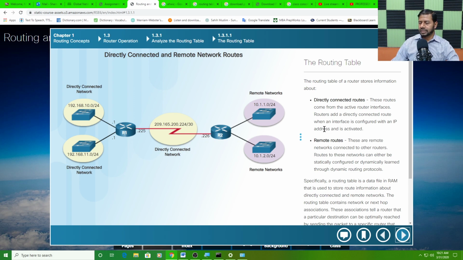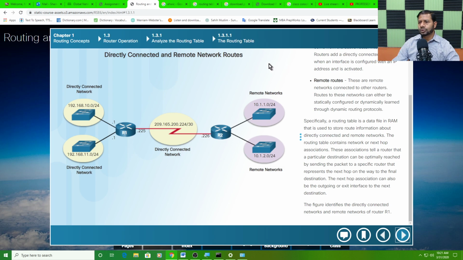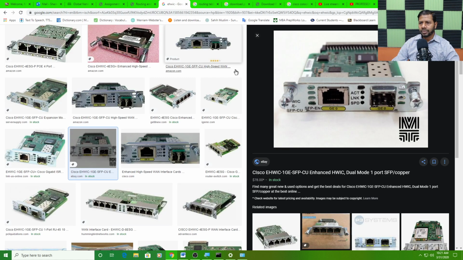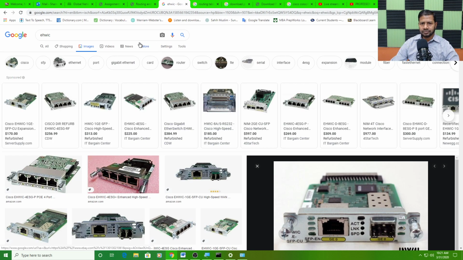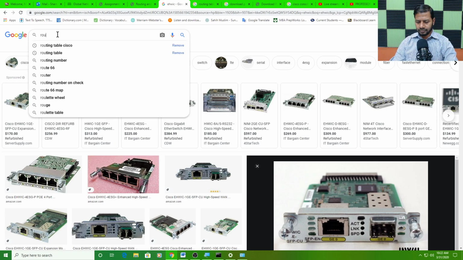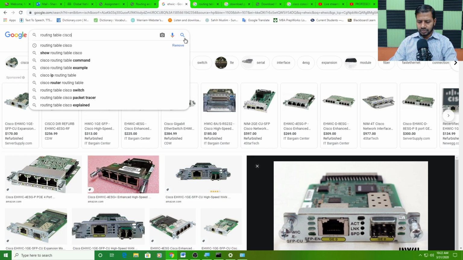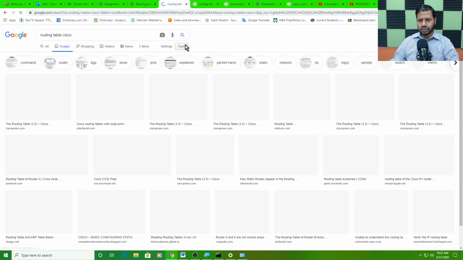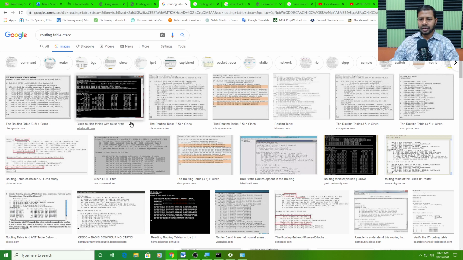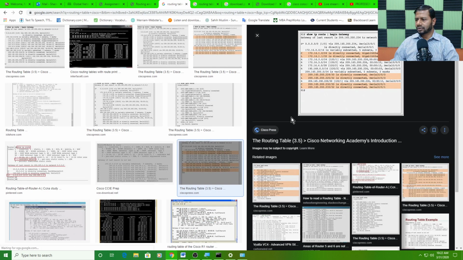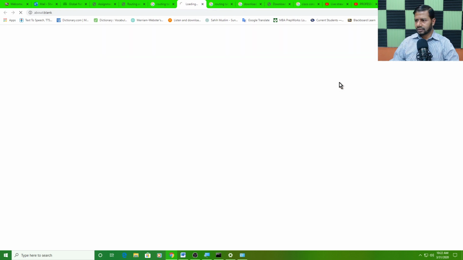The routing table. That is very, very important. Okay, we're going to see what a routing table looks like. Let me show you. I go to Google and I go to the pictures. First, I want to show you what a routing table looks like in a Cisco router, because a routing table in a PC looks different from what it looks like in a Cisco router. This is what a routing table would look like. Okay, and let's see.